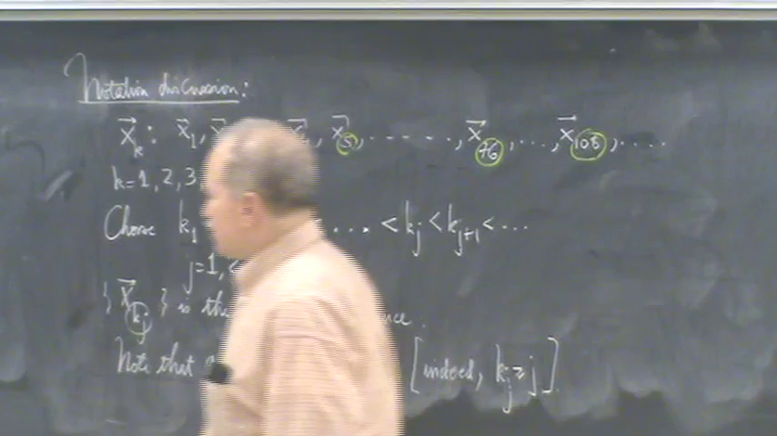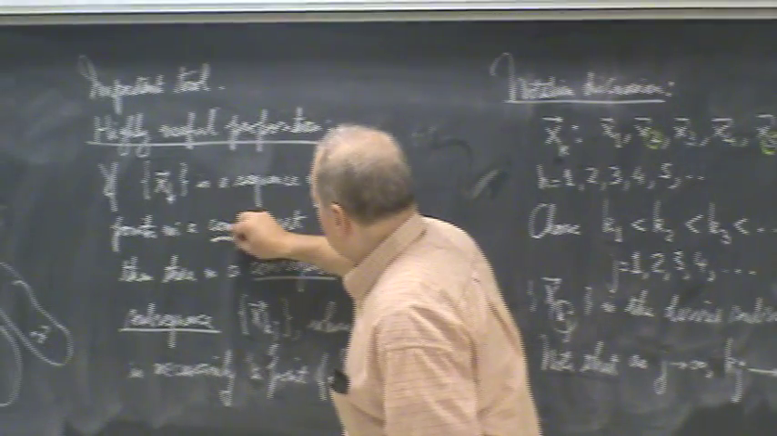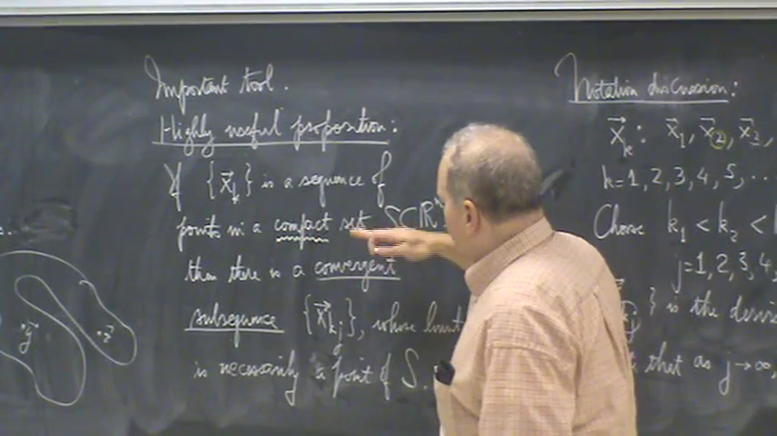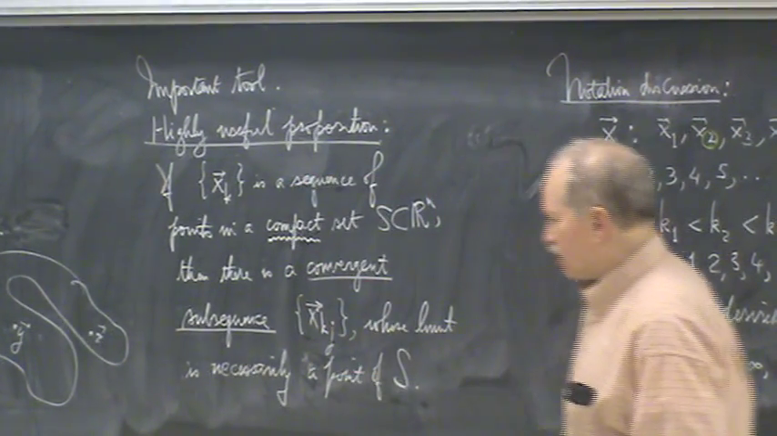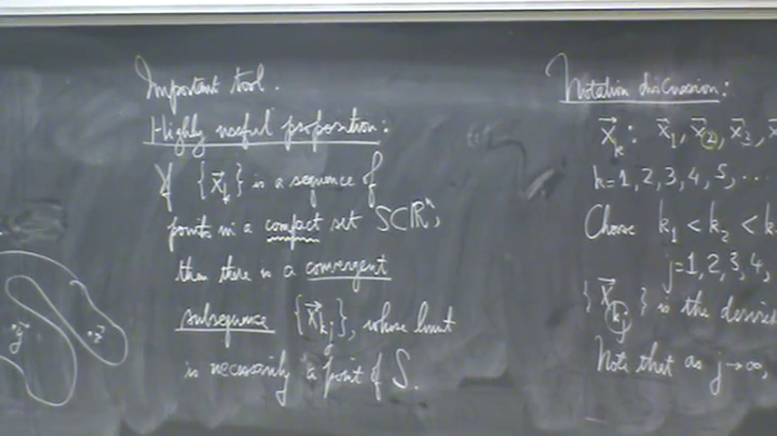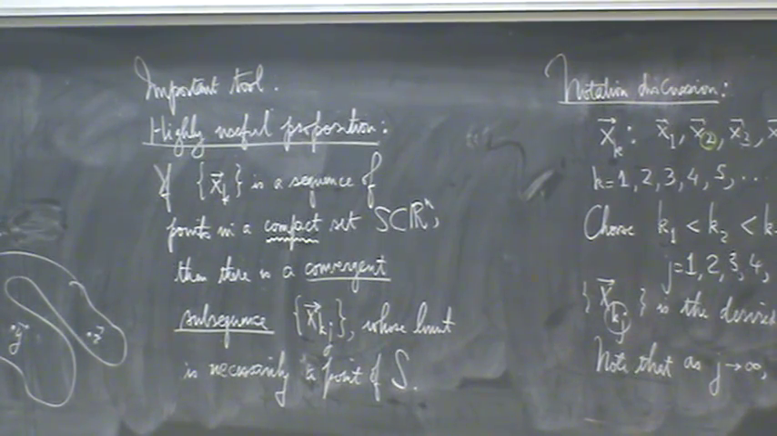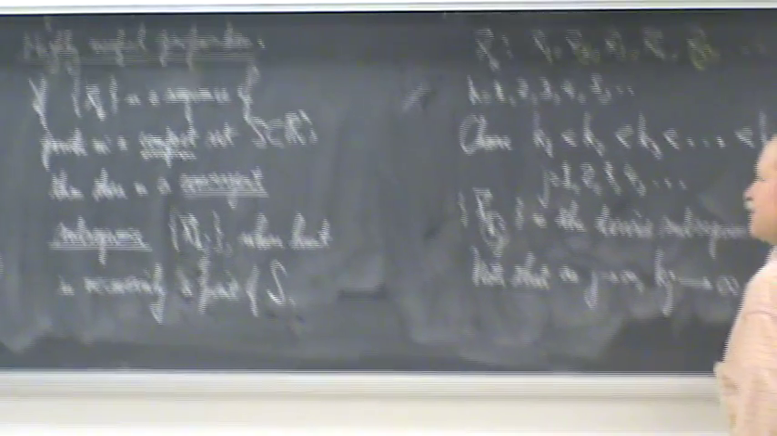So once again, just to emphasize, the compact set here is giving me guaranteed anytime I have any sequence of points, there is some convergent subsequence. So let's now use this highly useful proposition to prove the theorem.